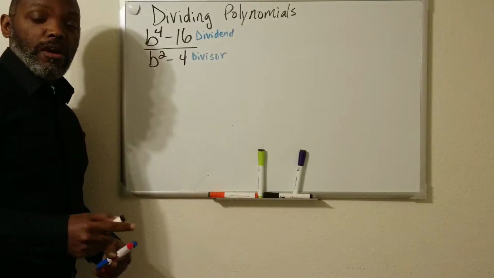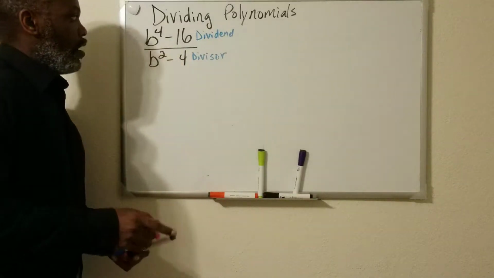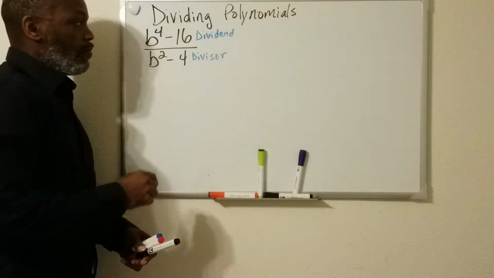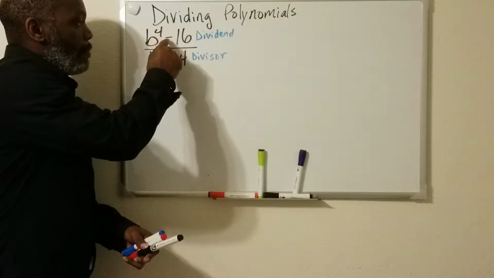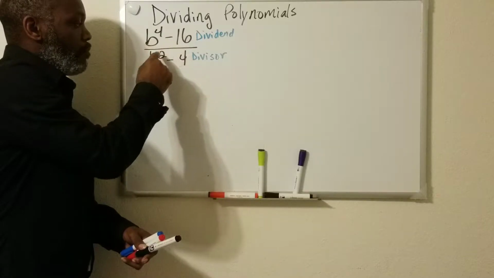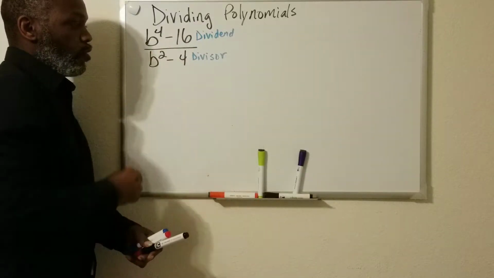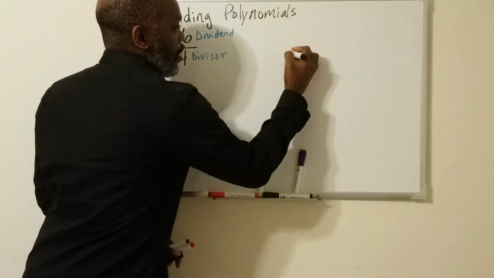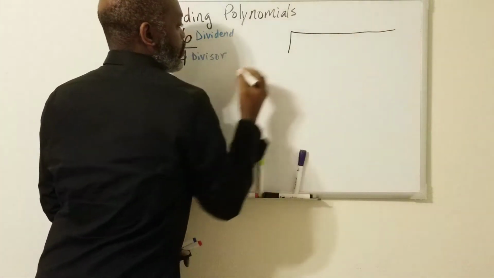Today we're going to be talking about dividing polynomials. And what we have is a dividend divided by a divisor. And we have b to the fourth minus 16 being divided by b to the second minus 4. And so in order to solve this, we have to set it up as a long division problem.